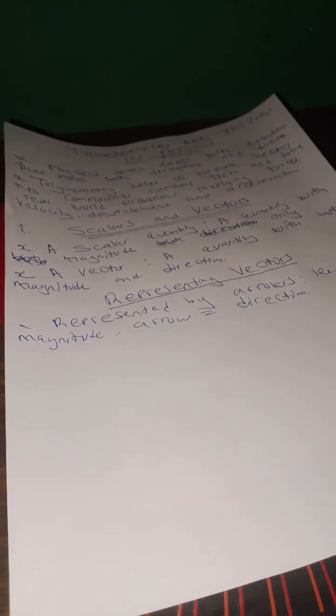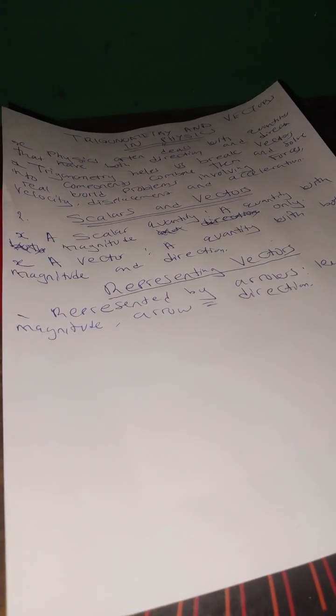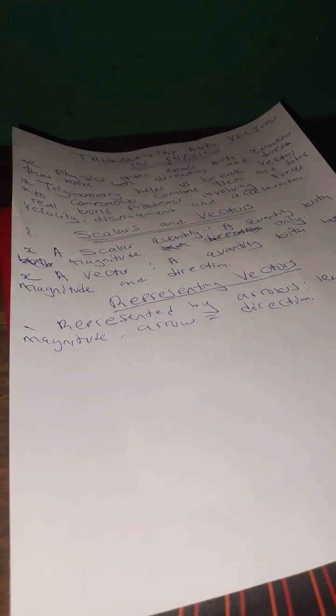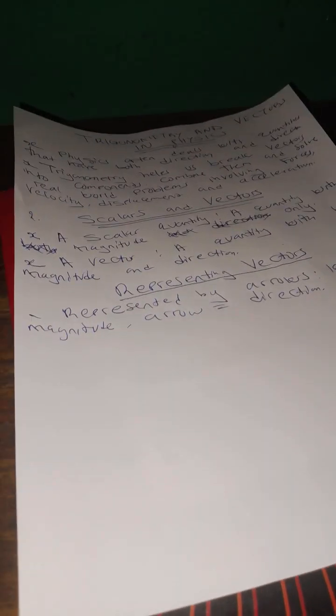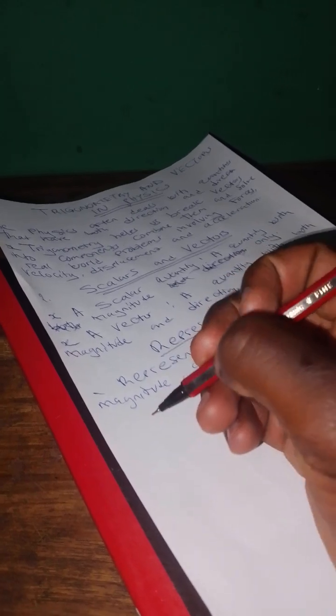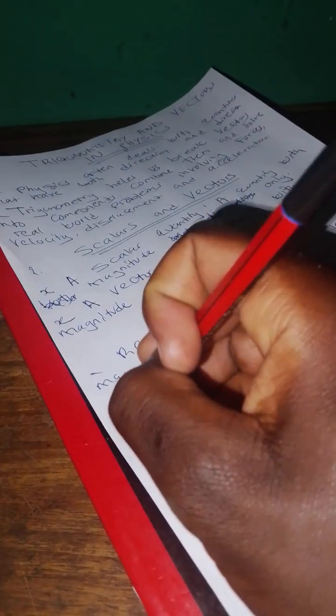So what do we mean when we say length is equal to magnitude and arrow is equal to direction? What we mean is, when you move from this point to that point, that's the length. You are measuring the length that you have moved from one point to another. Now the arrow will show which direction you are moving. So that's how we are representing the vectors.